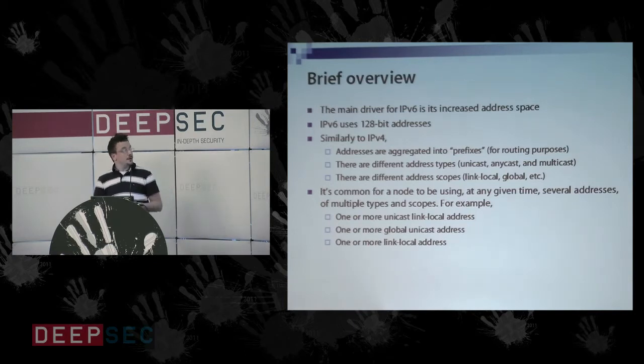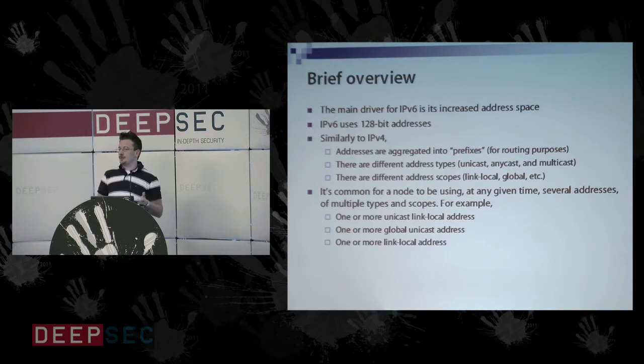We also have different address scopes, which means that we have addresses that are only valid on the local link. That's the case of link-local addresses. We also have global addresses that are supposed to be unique on the whole internet and so on. And that's exactly the case with IPv4. With IPv4, we also have link-local addresses, global addresses, and so on.